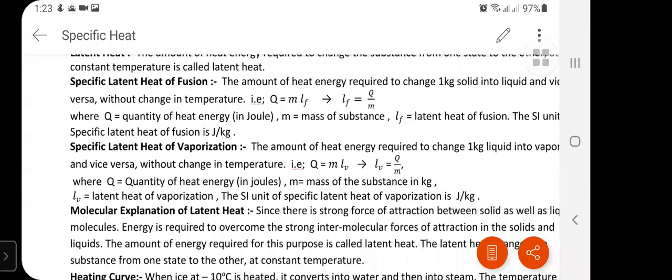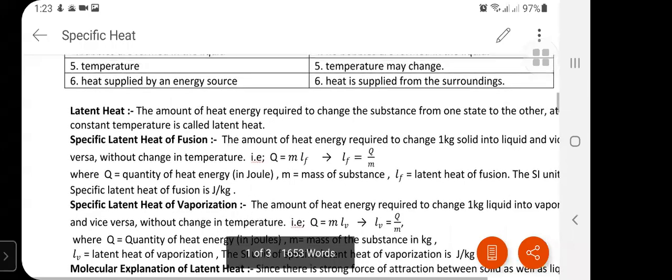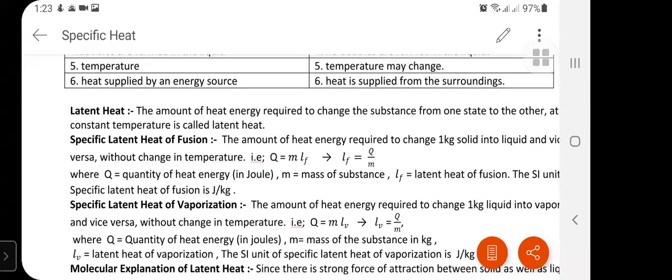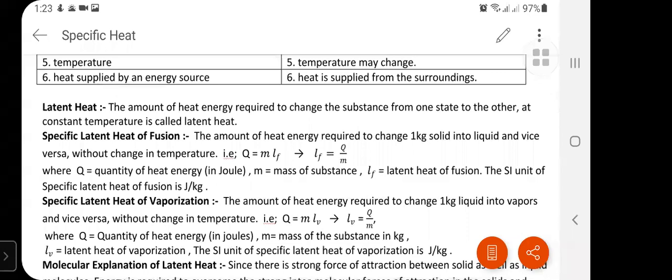Bismillahirrahmanirrahim. So here we discuss what latent heat is. I told you that latent heat is the amount of heat energy required to change a substance from one state to another. At constant temperature, you know that whenever there is a change in state, it occurs at a constant temperature. During the change of state, the temperature does not change. This is the basic point which you must remember.